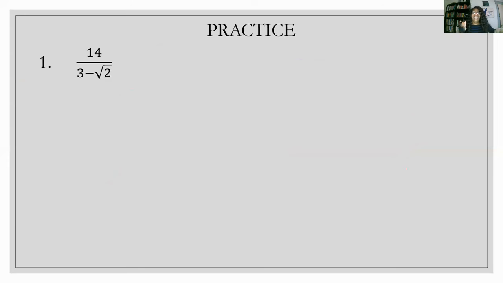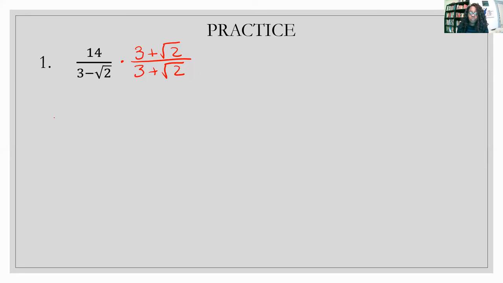So, and give this a try. Go ahead and pause it, and we're going to correct our answers. All right, so let's give it a try. So we're going to multiply. We have 3 plus the square root of 2 over 3 plus the square root of 2.